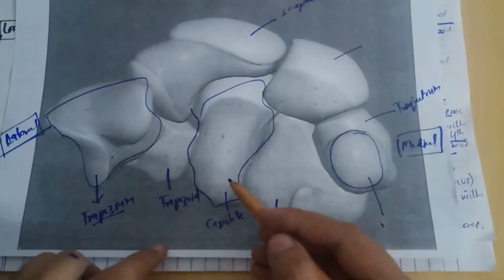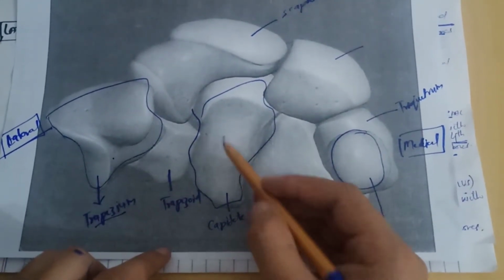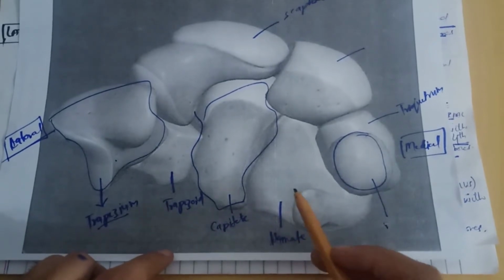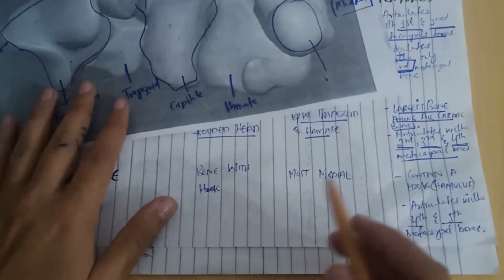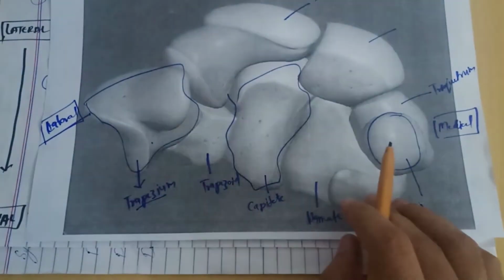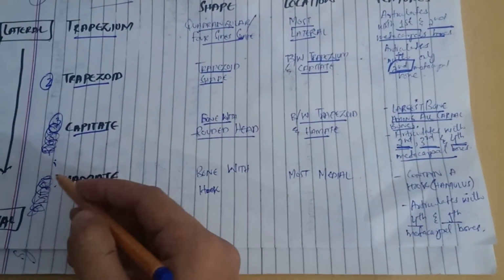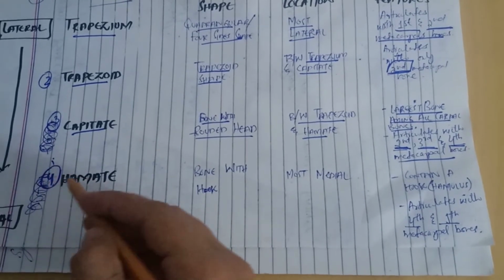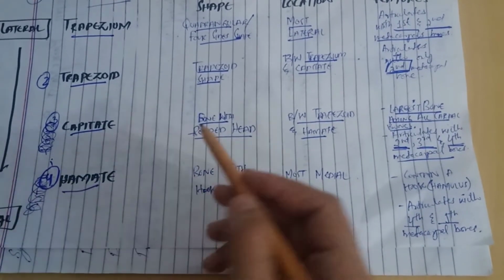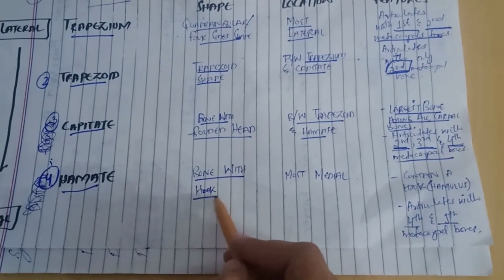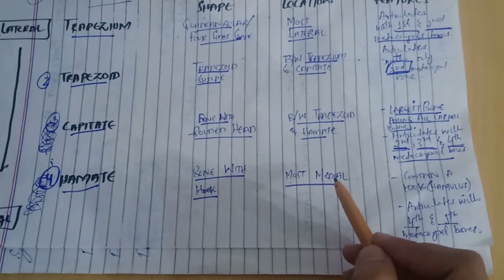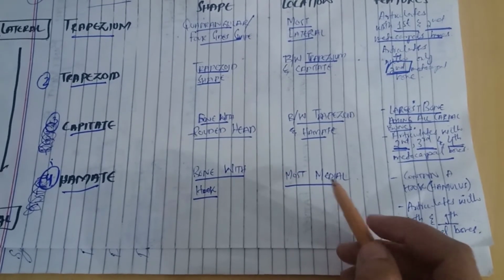So here is the capitate bone, which is the largest bone, and it is present between the trapezoid and the hamate, and it articulates with the second, third, and fourth metacarpal bones. Number four bone of the distal row of the carpal bones is the hamate. What is its shape? It is a bone with a hook, and it is the most medial bone of the distal row.